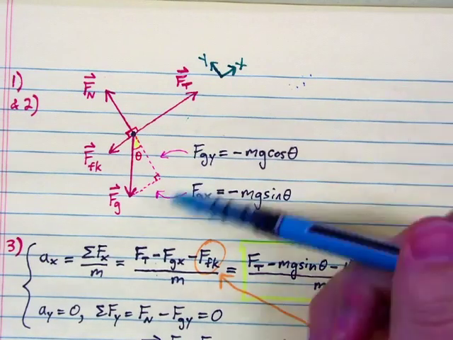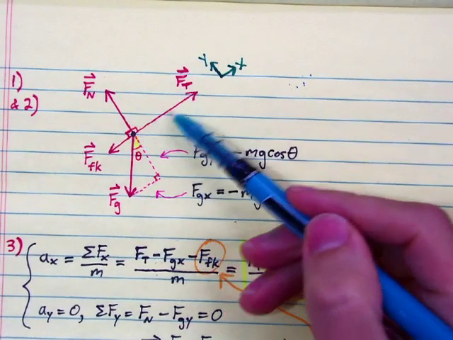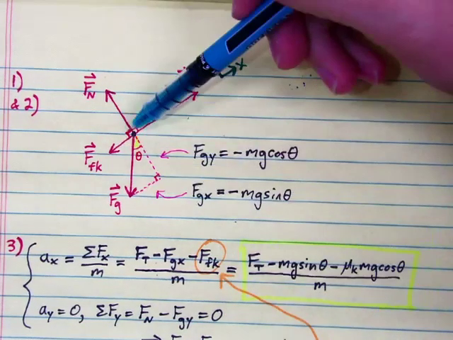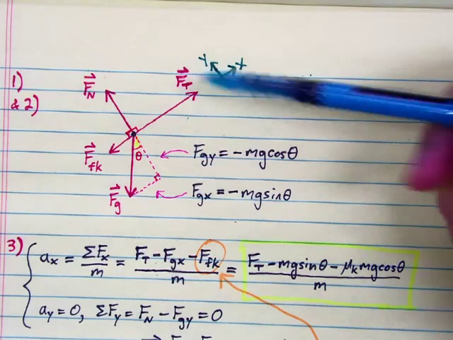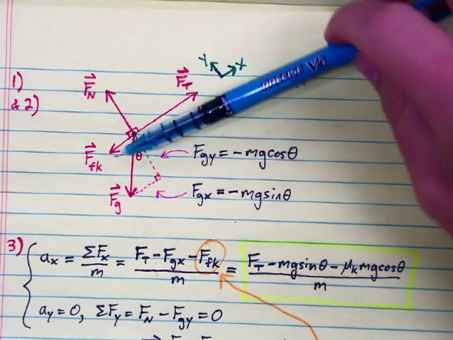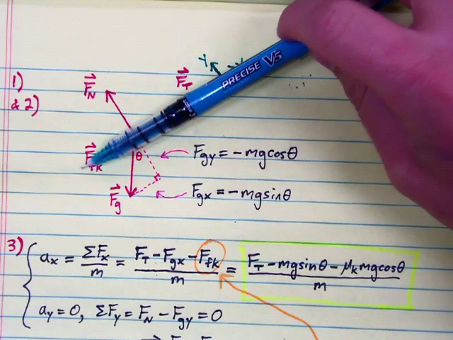Okay, your FBD ought to look like this. There's that tension pulling up the ramp. There's gravity straight down, normal force perpendicular to the ramp, and a force of kinetic friction, because we're slipping, pointing down the ramp back that way.